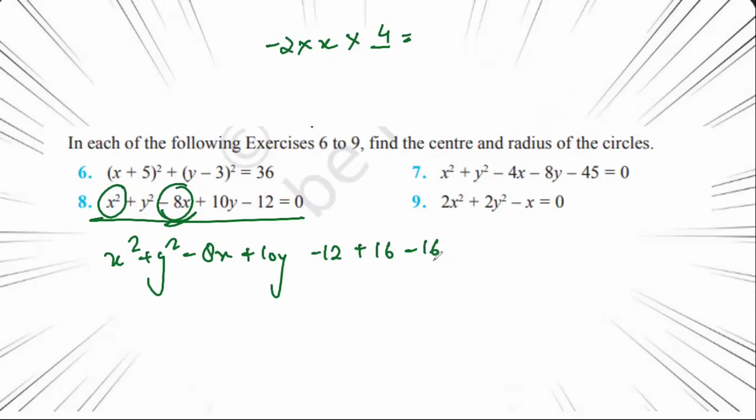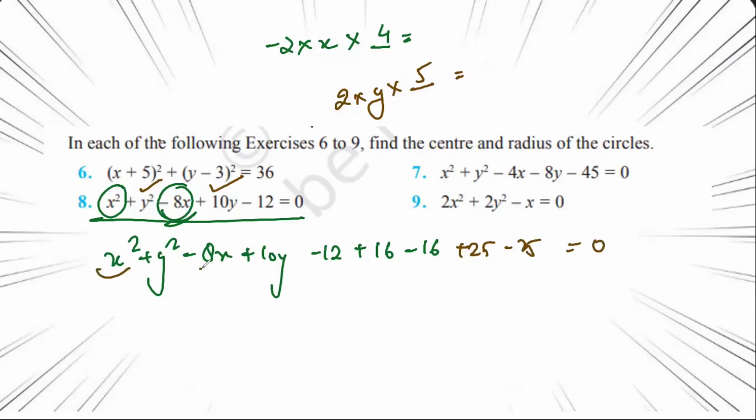Now let's move towards the y portion. A square plus 2ab. This time we have the plus because it is 10y. So a square, 2ab is what? 2 into a, which is y, into what should I multiply so that it becomes plus 10y? It will be 5. So I will add plus 25 and minus 25, equals 0.